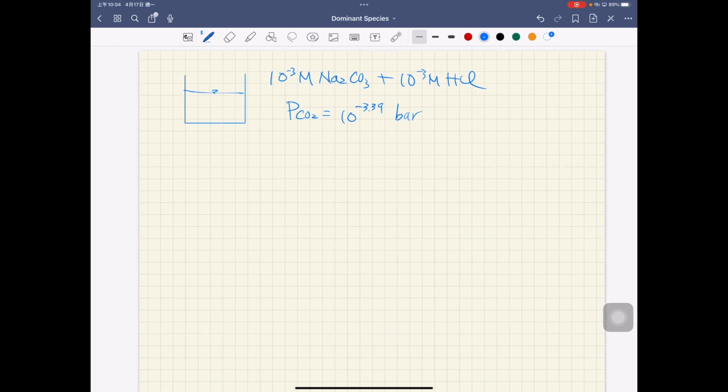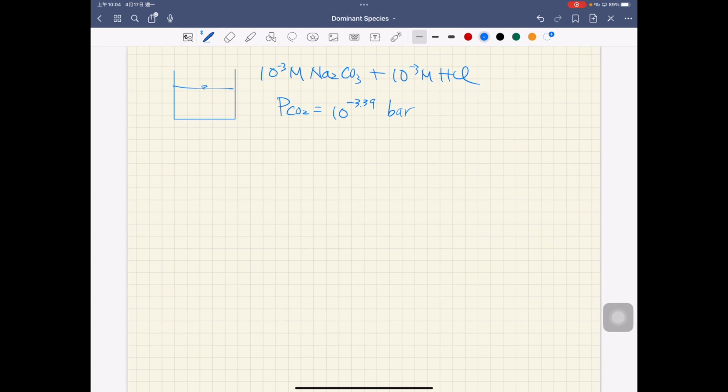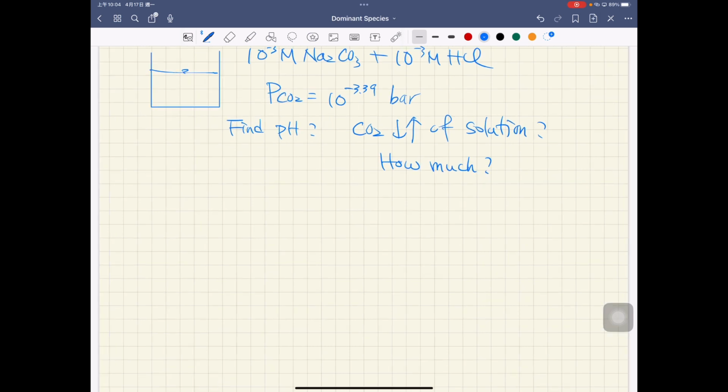So with this, let's find out the pH. The first one is to find the pH, and the second one is that I'm asking you whether CO2 goes into the solution or leaves the solution, CO2 in or out of solution, and how much. That is the question I set up, and I ask you to solve it.